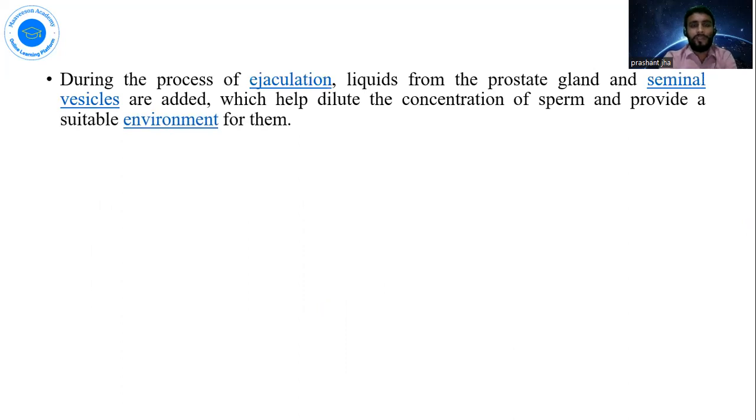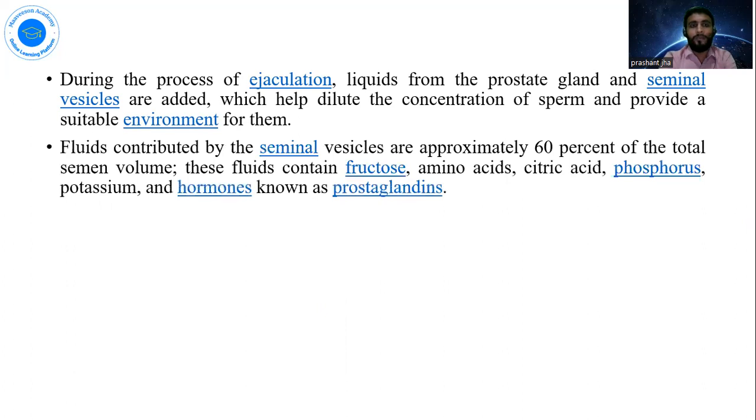During the process of ejaculation, liquids from the prostate gland and seminal vesicles are added, which help dilute the concentration of sperm and provide a suitable environment for them. Fluids contributed by the seminal vesicles are approximately 60% of the total semen volume. These fluids contain fructose, amino acids, citric acid, phosphorus, potassium, and hormones known as the prostaglandins.